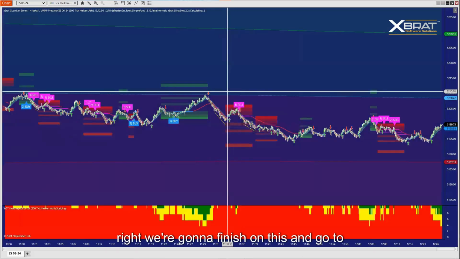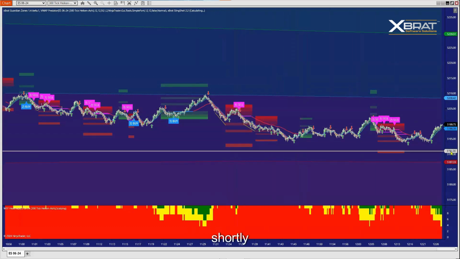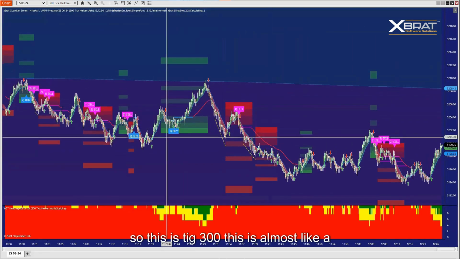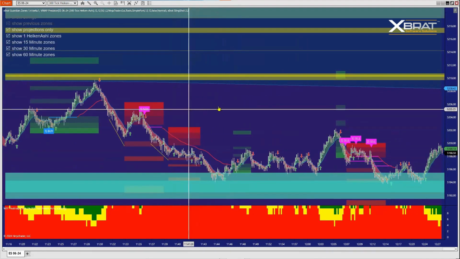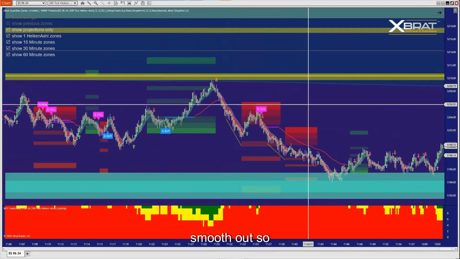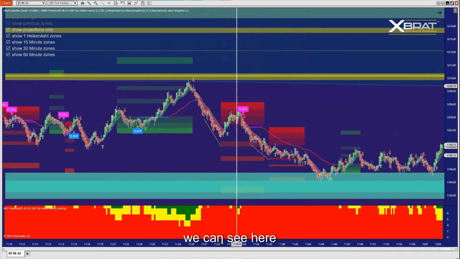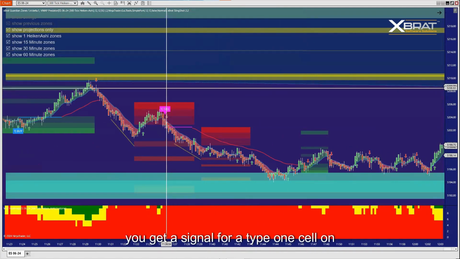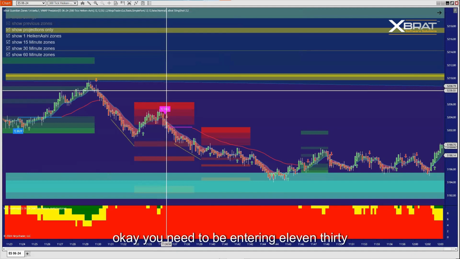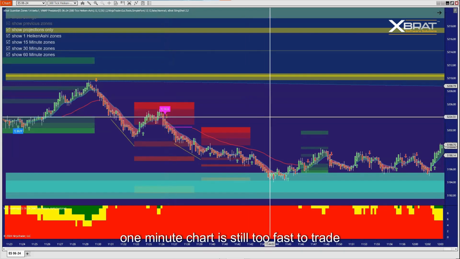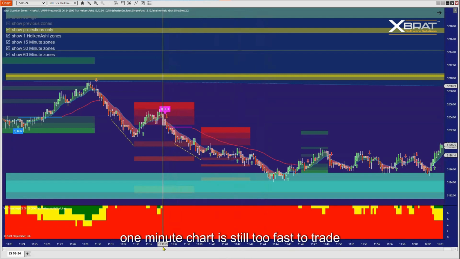Right, we're going to finish on this and go to Zone Trader Pro shortly. So this is tick 300. This is almost like a 1 minute chart on the Slingshot, but what it does is slightly smooth out. So we can see here, you get a signal for a type 1 sell on this candle at 11:36.44. You need to be entering at 11:36.54. Still very tight. 1 minute chart is still too fast to trade for me.